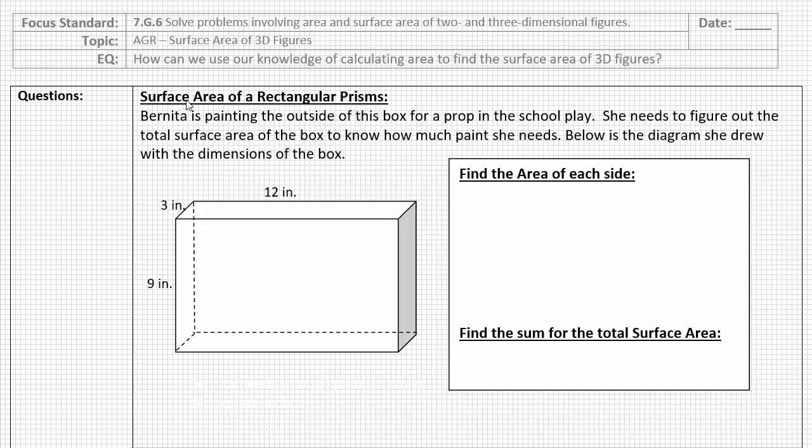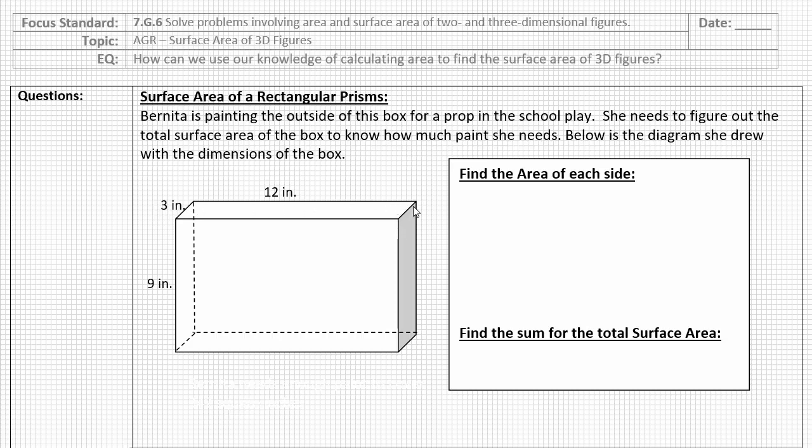First, let's talk about finding the surface area of rectangular prisms. Bernita is painting the outside of this box for a prop in the school play. She needs to figure out the total surface area of the box to know how much paint she needs. Below is the diagram she drew with the dimensions of the box. So here we can see the box that Bernita needs to paint. It's got a height of 9 inches, 3 inches deep, and 12 inches wide.